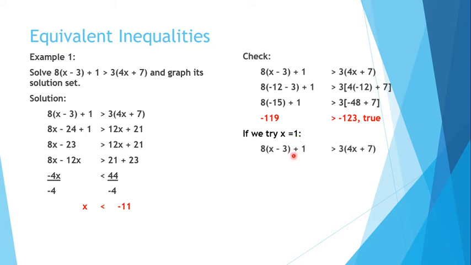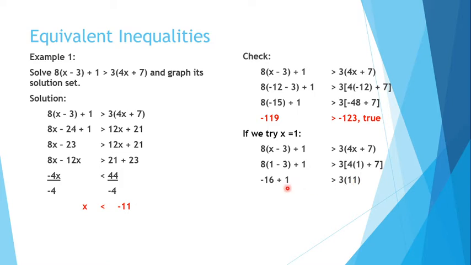Now we have 8 times (x minus 3) plus 1 is greater than 3 times (4x plus 7). To substitute x with 1, we have x as 1, and for 4x, x must also be 1. Here we have 1 minus 3, and so we have 1 minus 3, that is negative 2. Multiplied by 8, we get negative 16 plus 1. And then here we have 4 times 1, that is 4, plus 7, that is 11.